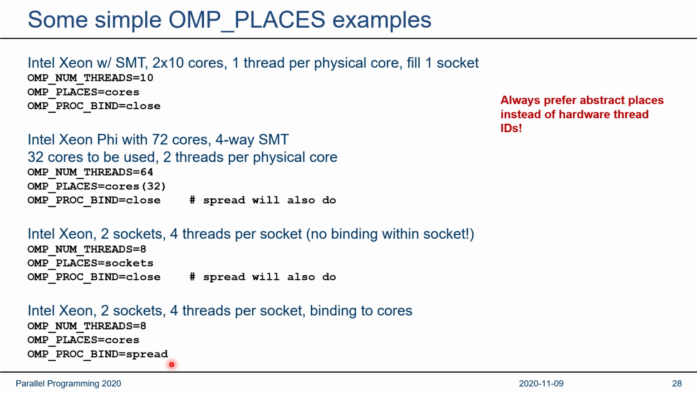So whatever you do with this pinning mechanism in OpenMP, always prefer abstract places instead of hardware thread IDs. Do not use hard-coded thread IDs, because this could backfire if for some reason you don't really understand the structure of the machine or the numbering of the resources. And it's always better to rely on these abstract places. If the OpenMP pinning mechanism does not do what you want or cannot express the pinning strategy you want to implement, there are other facilities which I will tell you about in due time.